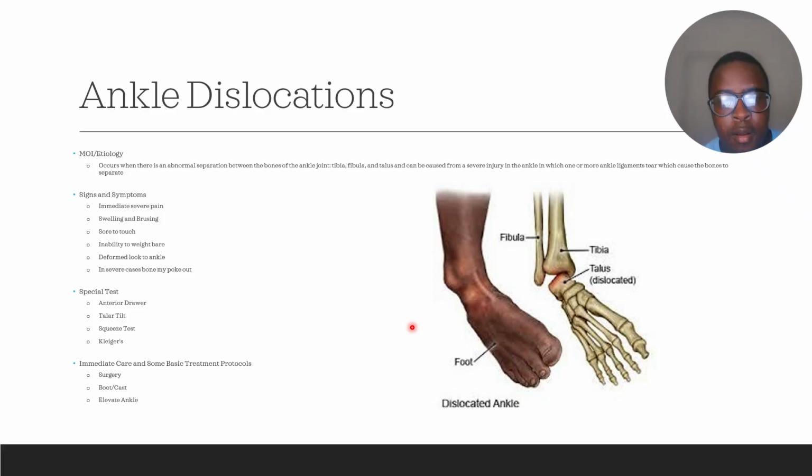In that case, we can go to specialty tests where the anterior drawer, talar tilt, squeeze test, and Kleiger's test can all see if any of the fibula, tibia, or talus is in any way affected. And in most cases, surgery is needed to repair and put the ankle back in the correct spot, as well as after surgery, a boot and cast is needed, and also to elevate the ankle to relieve any pain.